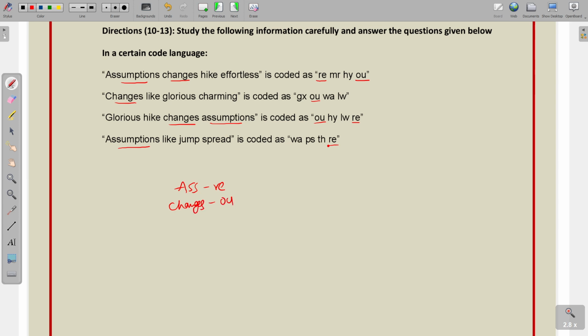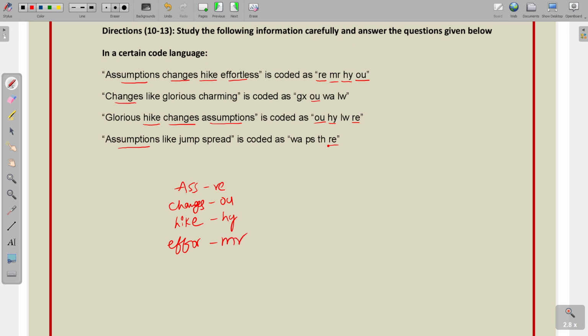Changes is OU. Okay. And next, see, hike is in the first sentence and hike is in the third sentence. So see, MR is only in the first sentence, but HY lies in the first and third sentences. So what is the code for hike? HY is the code for hike. The remaining, effortless: MR is the code for effortless.